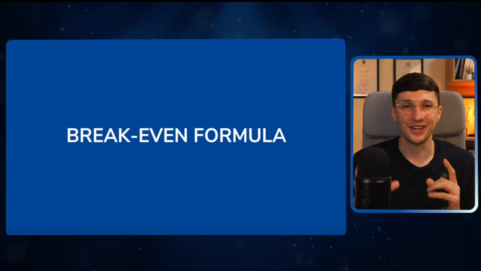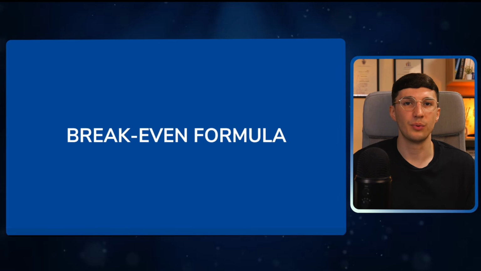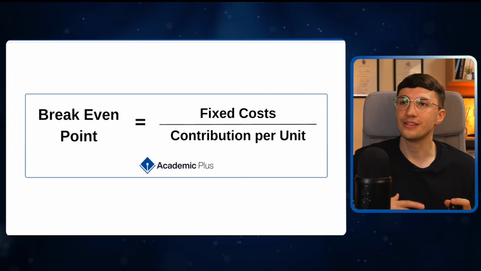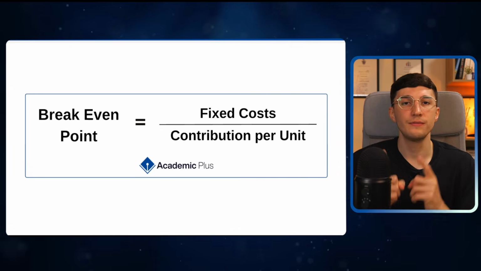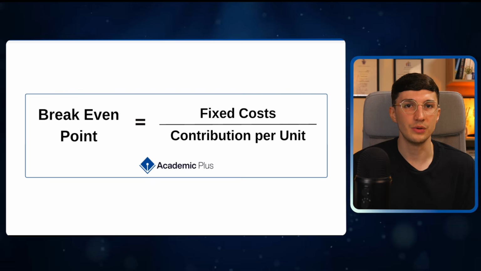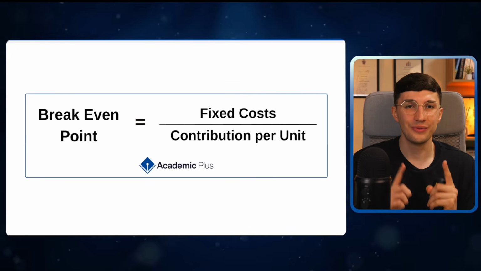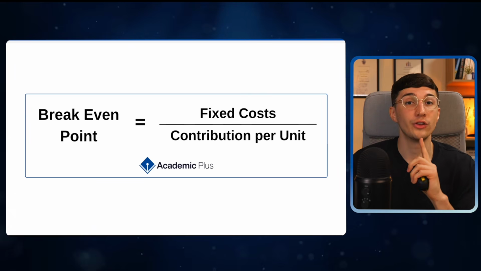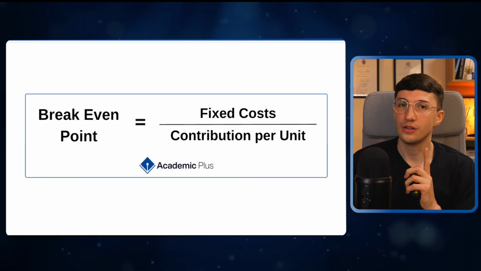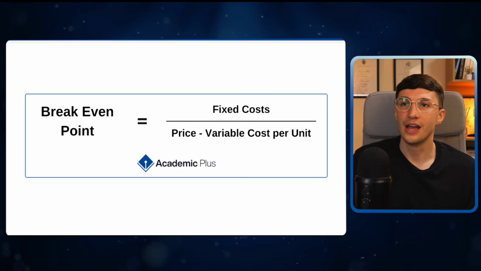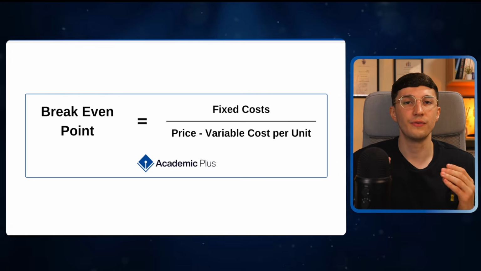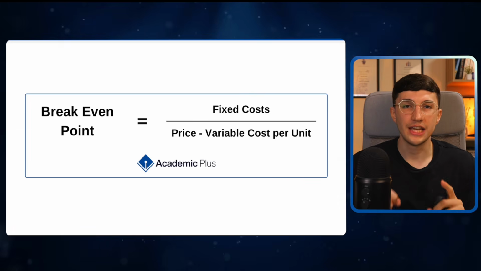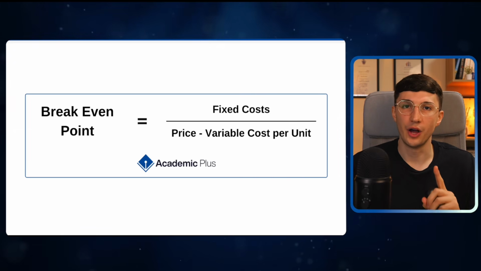But now let's take a look at how we calculate the break-even point. There's a couple different variations of this formula. The first one is that it's equal to your fixed cost divided by your contribution per unit. But remember, I've just shown you the formula for contribution per unit. That is equal to the selling price minus your variable cost per unit. So the second way of calculating this is that it's equal to your fixed cost divided by your selling price minus your variable cost per unit. And yes, for your exams, you need to know both.